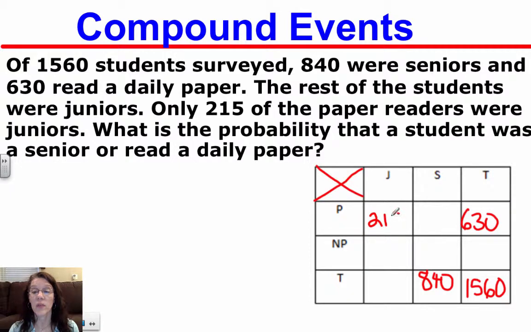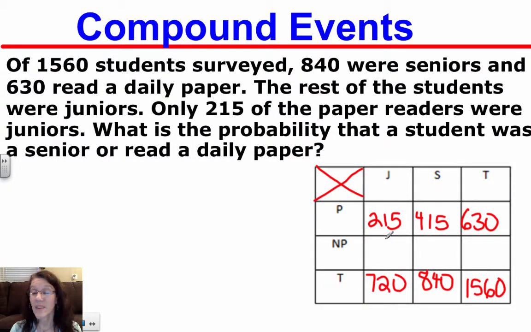Only 215 of the paper readers were juniors, so that number is going to go right there, 215. But how do we figure out the rest of these categories? Well, think about it. If we have a total of 630 paper readers and 215 of them are juniors, how many had to be seniors? Right, 415. If there are a total of 840 seniors and there are a total of 1,560 students, then how many of those would be juniors? You take the 1,560 minus the 840, and you would get 720 of those would be juniors.